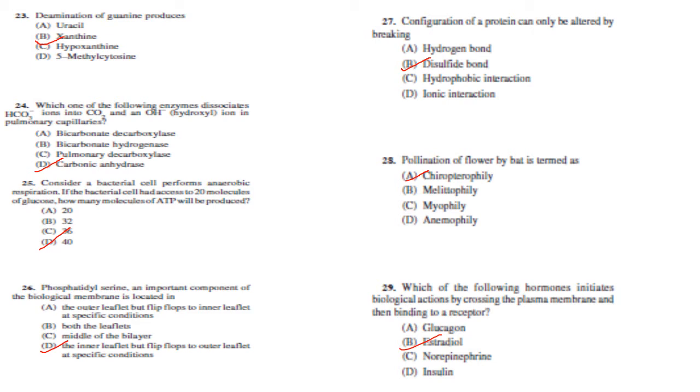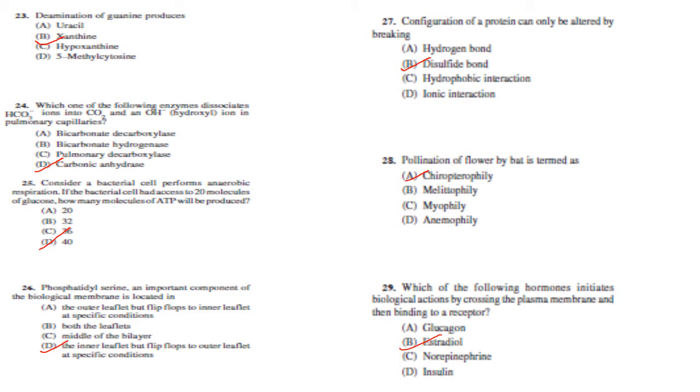Answer is option D. Then consider a bacterial cell performs anaerobic respiration. If the bacterial cell had access to 20 molecules of glucose, how many molecules of ATP will be produced? So it is anaerobic respiration and it has access to 20 molecules of glucose. In anaerobic respiration, 1 molecule of glucose produces 2 ATP molecules. So 20 molecules produce 20 into 2, that is 40 molecules. Answer is option D.